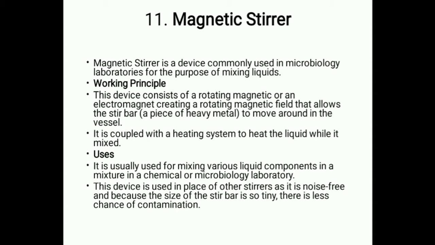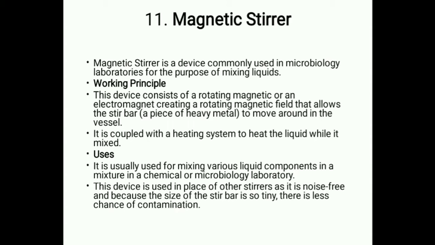Next we have a magnetic stirrer. Magnetic stirrer is a device commonly used in microbiology laboratories for the purpose of mixing liquids. Talking about the working principle, this device consists of a rotating magnetic or electromagnetic field that allows the stir bar, a piece of heavy metal, to move around in the vessel. It is coupled with a heating system to heat the liquid while it mixes.